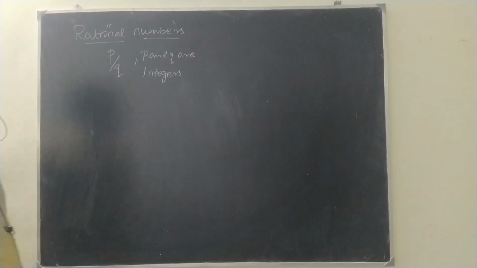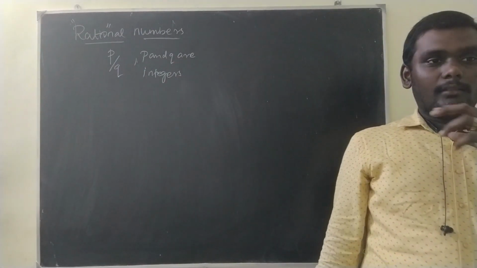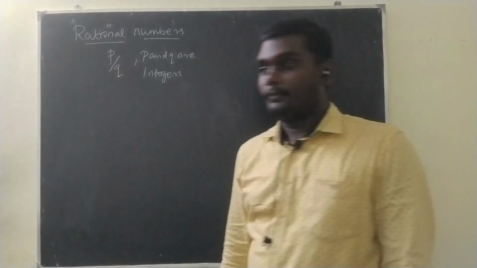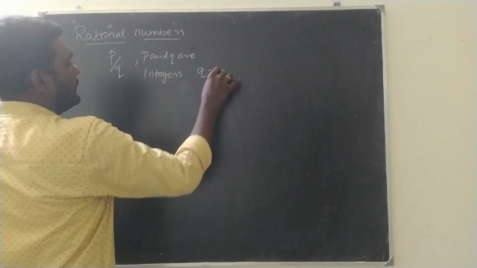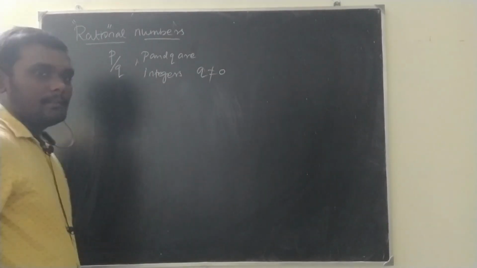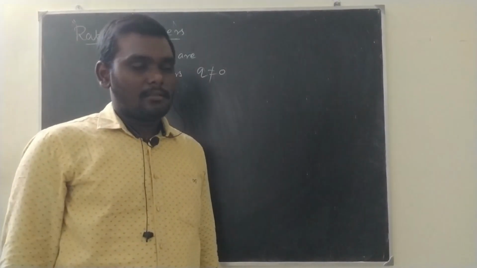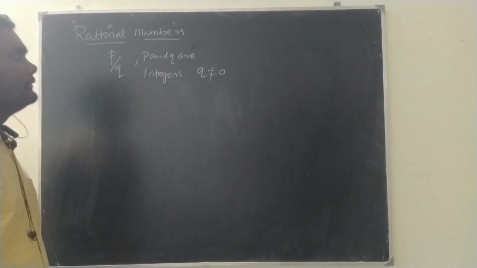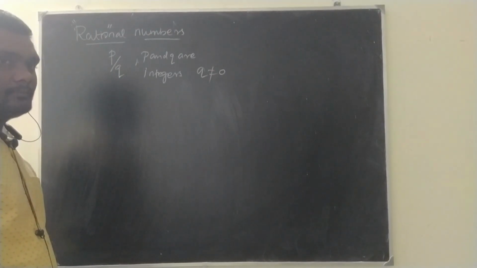And when I say P and Q are integers, Q should not be equal to 0. Why is that not equal to 0? Because division by 0 is not possible. It's not defined. Why is that so? Why is division by 0 not possible?